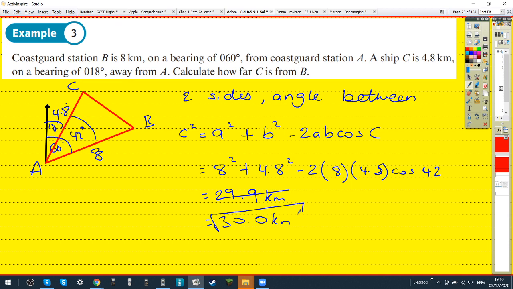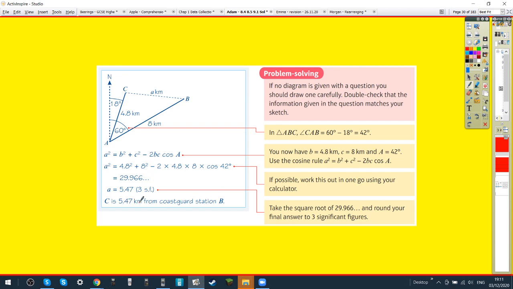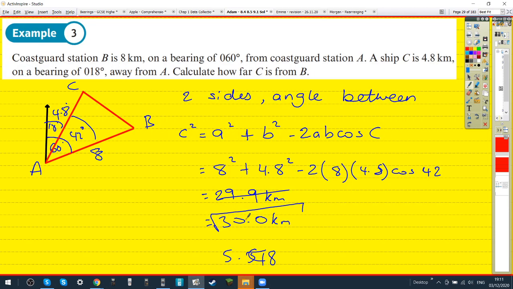Which is 5.5 to one decimal place kilometers. What is it to 3 significant figures? 5.48 to 3 significant figures. They're saying 5.47. Did you do the square root of 30 or the square root of the answer? The square root of 30. So press up until you go back to your working out for this, and press equals again, and this time do square root of the answer.